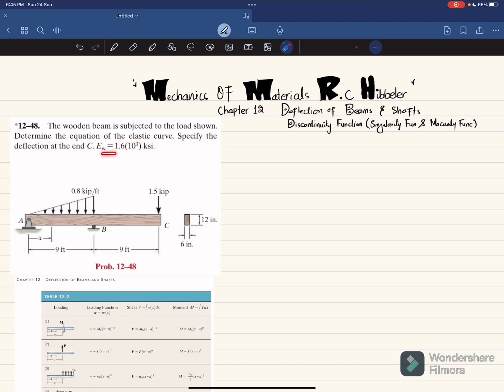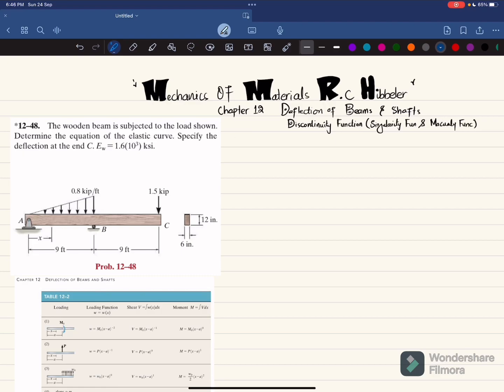E of wood is 1.6 into 10 raised to power 6 ksi. So you can see this is the wooden beam, an overhanging beam, and from point A to B there is a triangular load or uniformly increasing load that is 0.6 kips per feet, and at end C we have a 1.5 kips load. The cross section of this beam is shown. Width is 6 inch and height is 12 inch. So let's start with the solution.